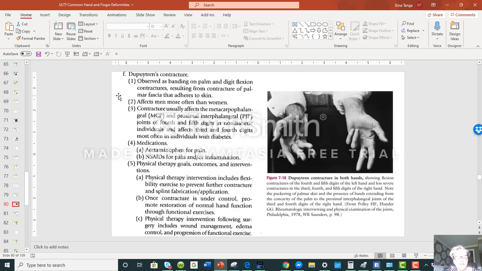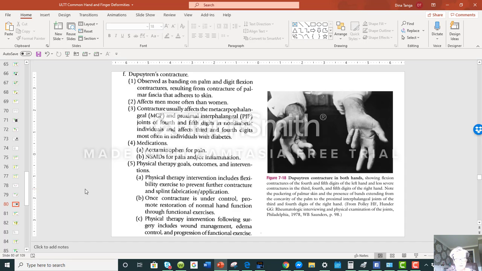Contracture usually affects the metacarpal phalangeal and the proximal interphalangeal joints of the 4th and 5th digits in non-diabetic individuals, and affects the 3rd and 4th digits most often in individuals with diabetes. That's interesting. Same medications. Physical therapy goals, outcomes, and interventions include flexibility exercise to prevent further contracture and splint fabrication and application. Totally agree with that. Yoga positions are a really good way to stretch out the hand, wrist.